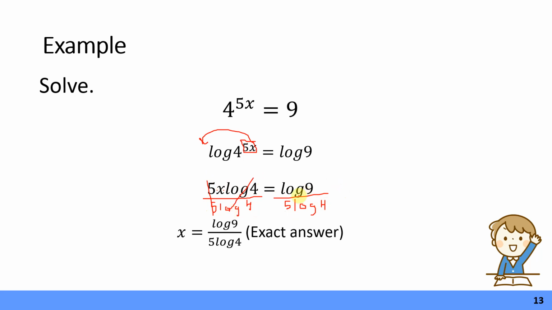And then on this side, again, don't worry. I know it looks super scary, but that's it. That's your answer. Log 9 divided by 5 log 4. And just again, as a reminder, that's your exact answer. If you want an approximation, just put it in your calculator. And it gave me 0.317.